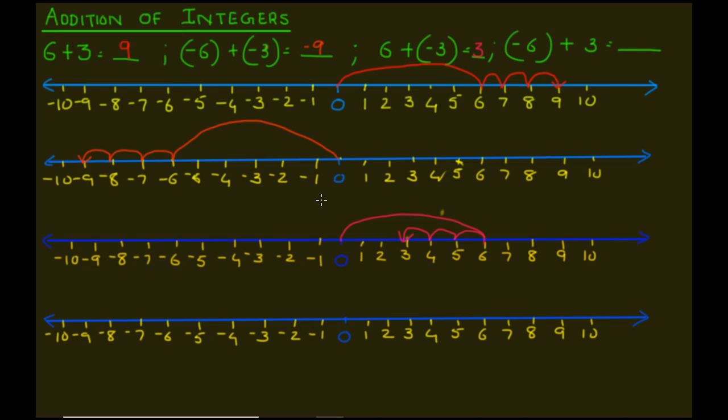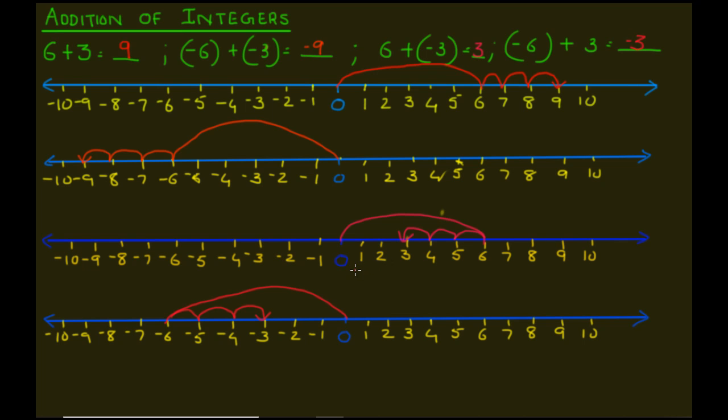So the fourth one is negative 6 plus positive 3. Now negative 6 is to the left hand side of 0, so 0 to negative 6. Add it to positive 3. Positive 3, you go forward, right? So 3 steps ahead. 1, 2, and 3. Where are we? We are at negative 3.